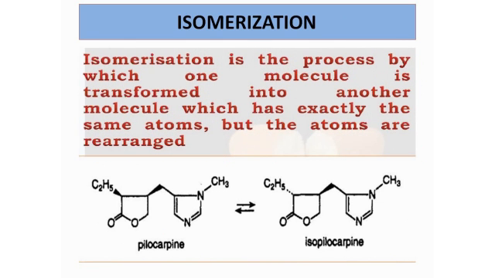The next concept is isomerization. We know what isomerization is. It is a process by which one molecule is transformed into another molecule which has exactly the same atoms, but these atoms are rearranged. For example, we have the drug pilocarpine. Pilocarpine may undergo isomerization to form isopilocarpine. You can see the change in the position of the atoms. Rest all is the same, right?